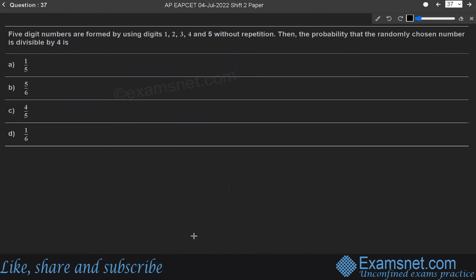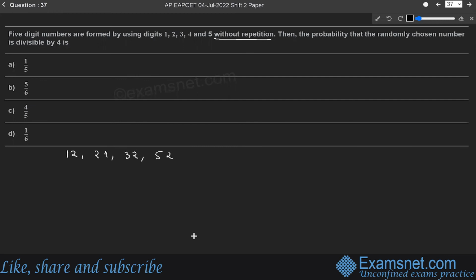Next question is 5 digit numbers are formed by using the digits 1, 2, 3, 4 and 5 without repetition. It is very important. It is given that without repetition. Then the probability that the randomly chosen number is divisible by 4 is. It is a question that comes from probability. A number which is divisible by 4 formed using the digits 1, 2, 3, 4 and 5 should have the last two digits 12, 24, 32 or 52.